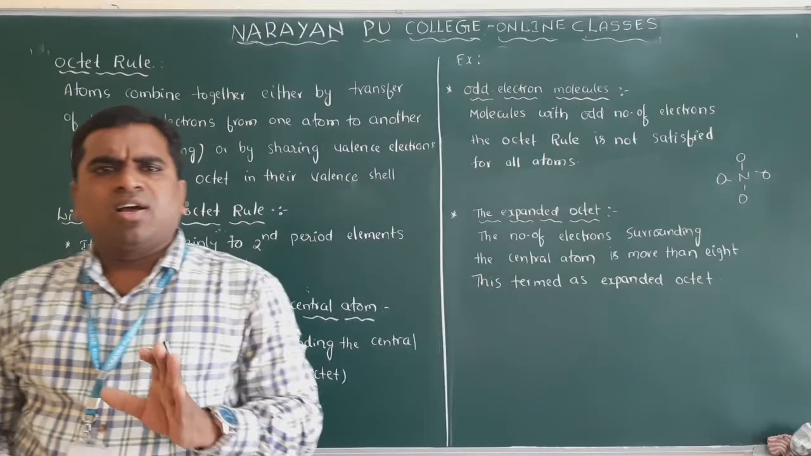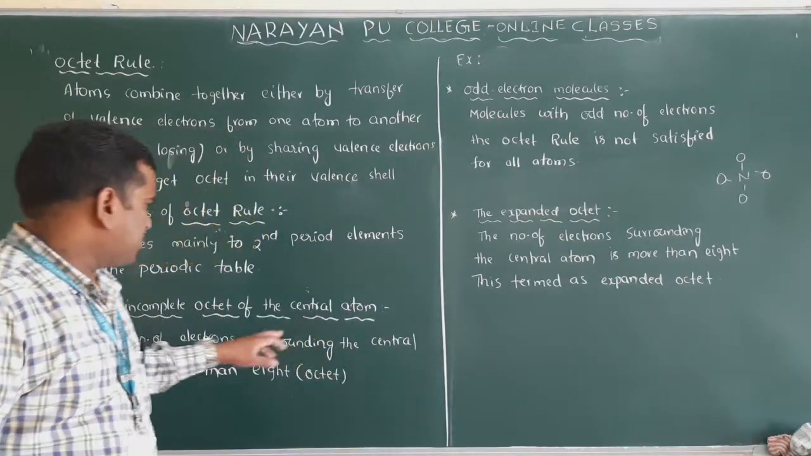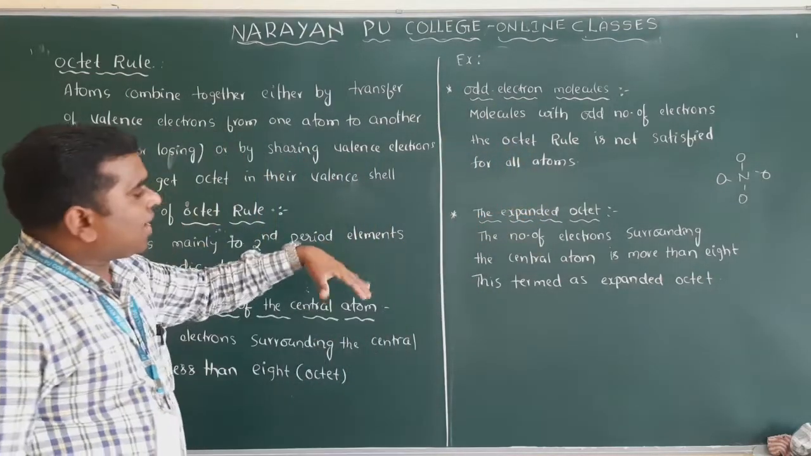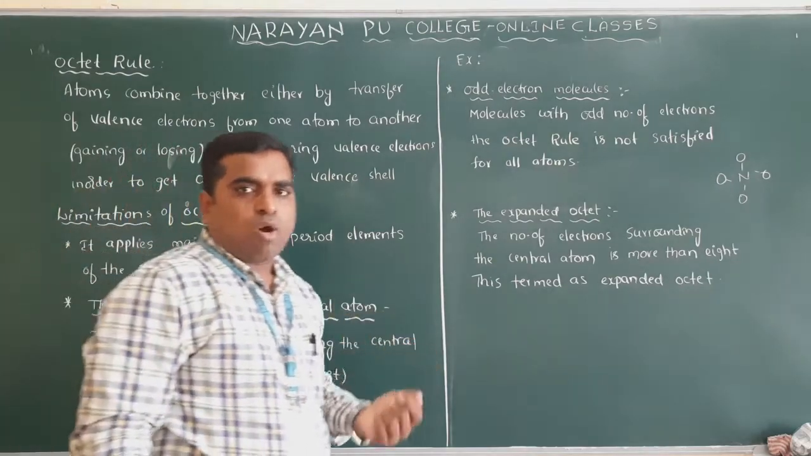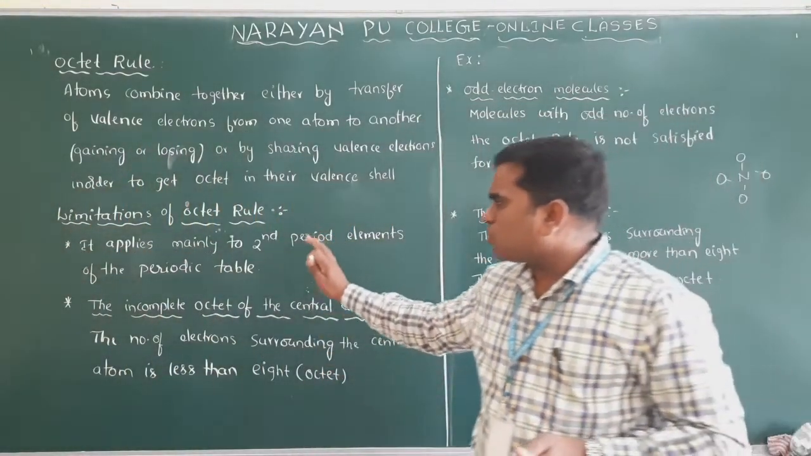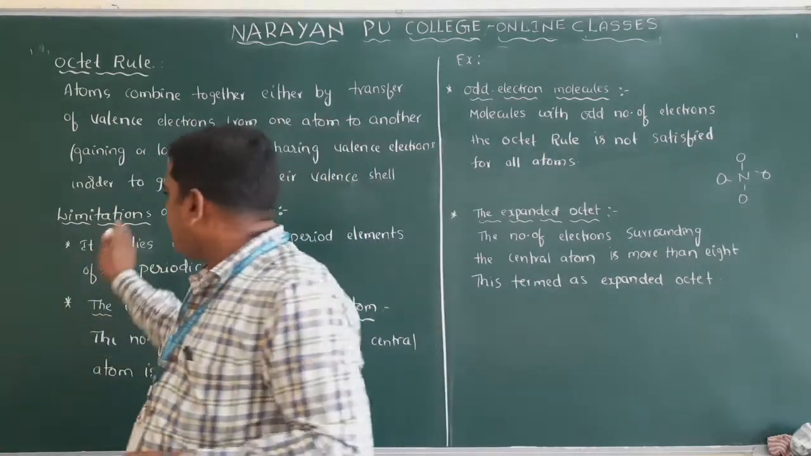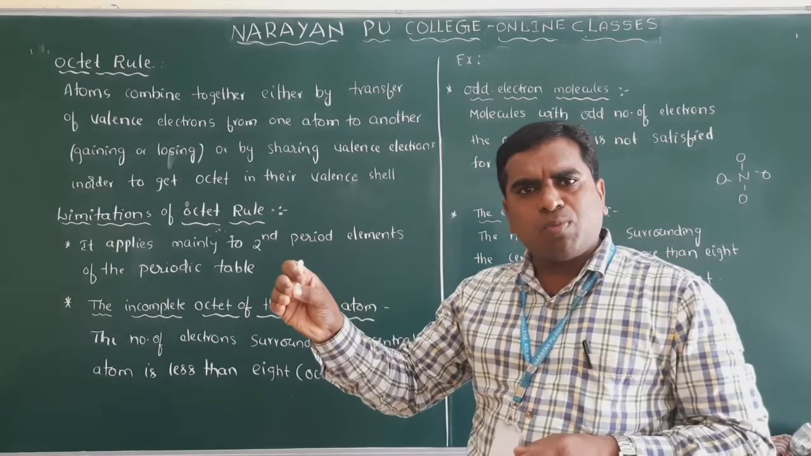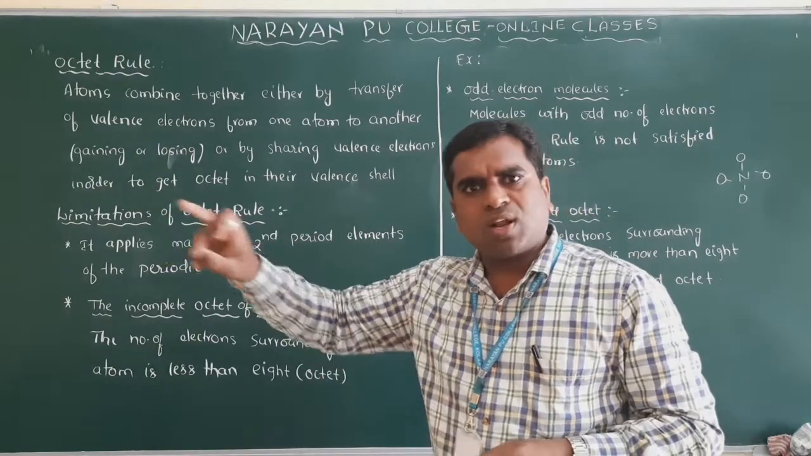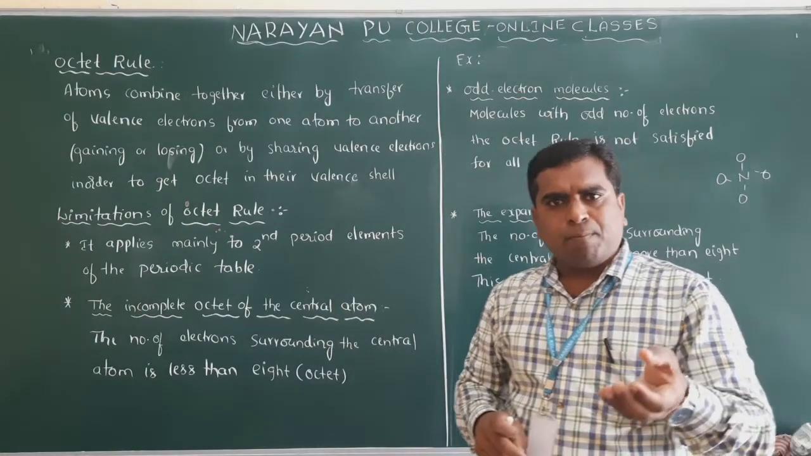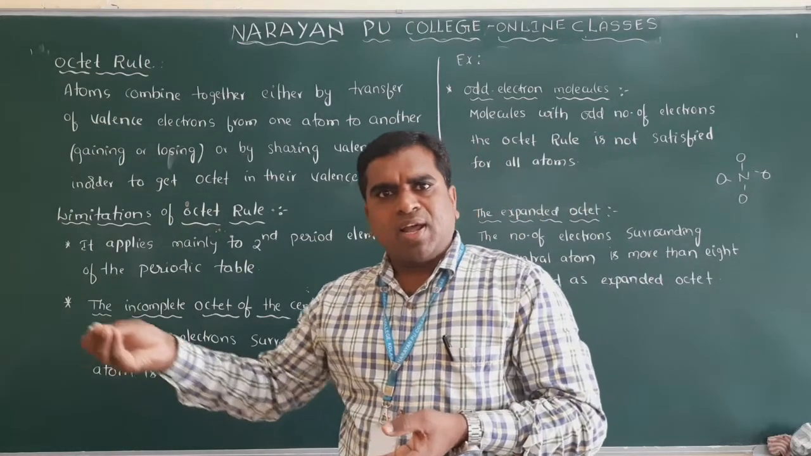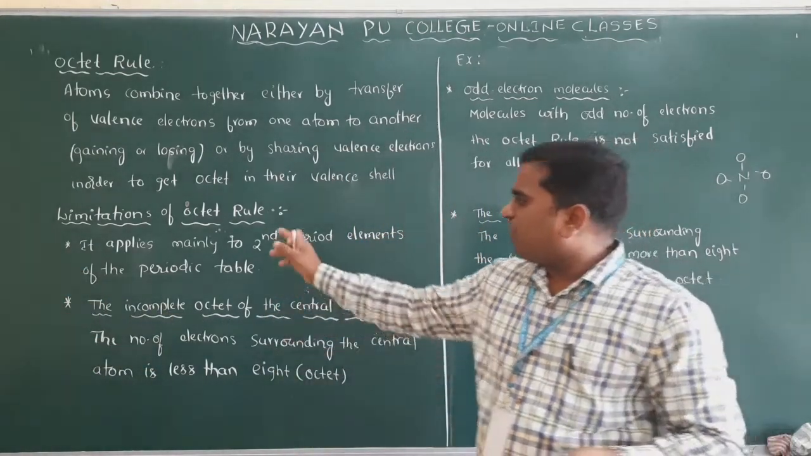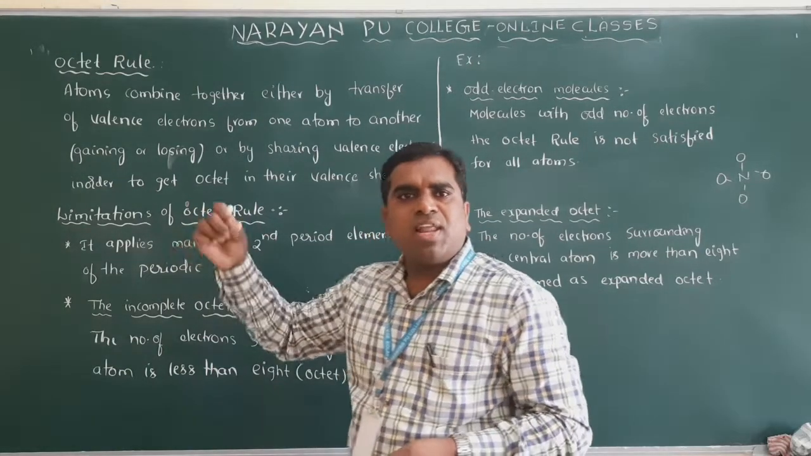Mainly 3 exceptional cases are there. And what are those exceptional cases? I will put subheadings here, and those are the main ones, and some other limitations also are there, and we will discuss all of them one by one here. Clear? The first one, limitation of the octet rule: this octet rule is mainly applicable to the elements of the second period. What are the elements in the second period? Beryllium, boron, carbon, nitrogen, oxygen, and fluorine. Clear? For these, the octet rule is mainly applicable.